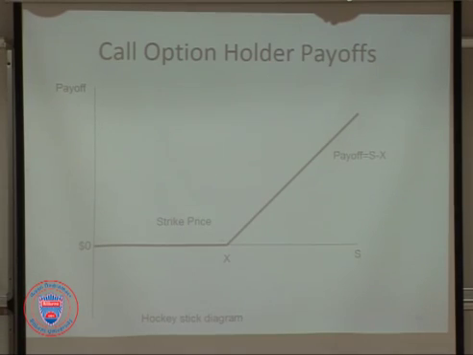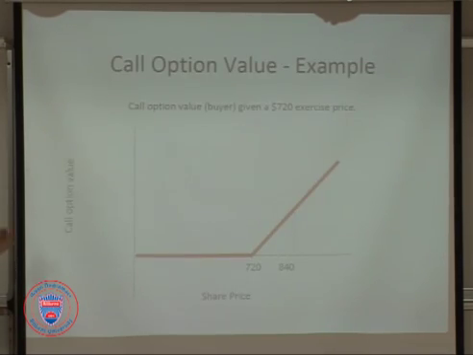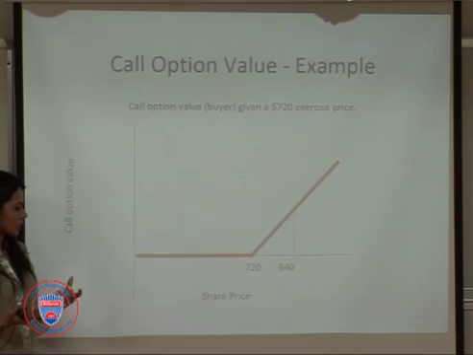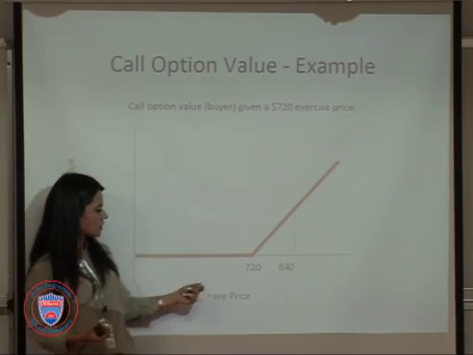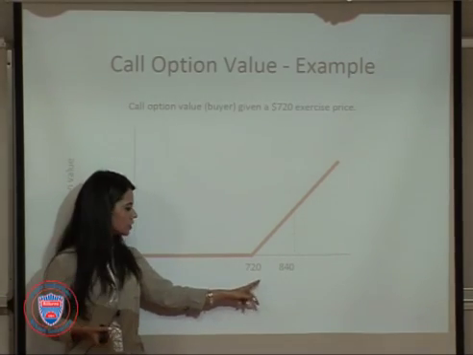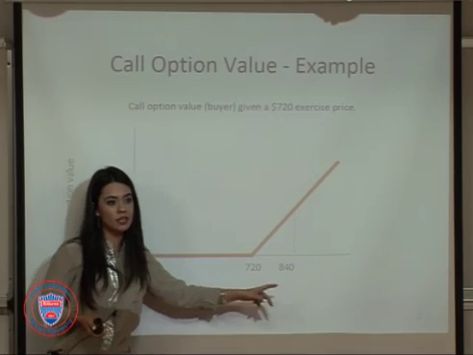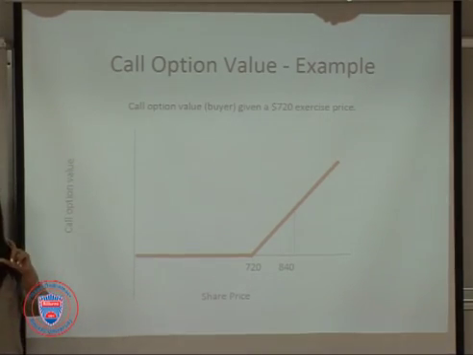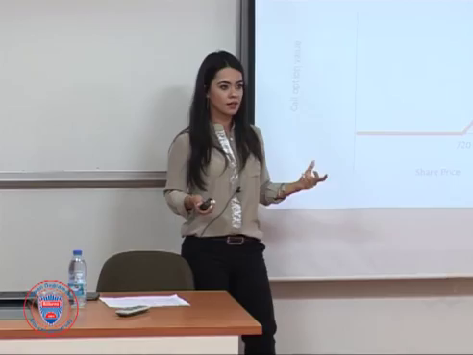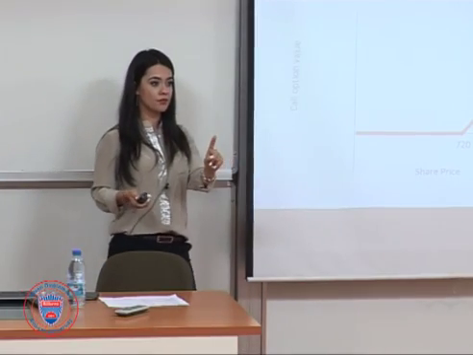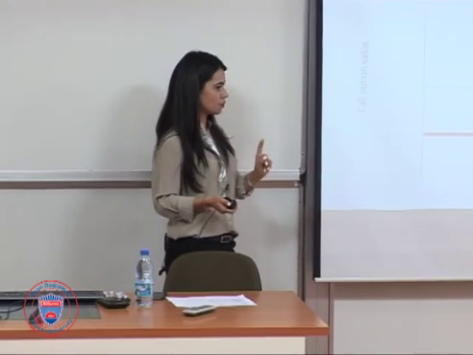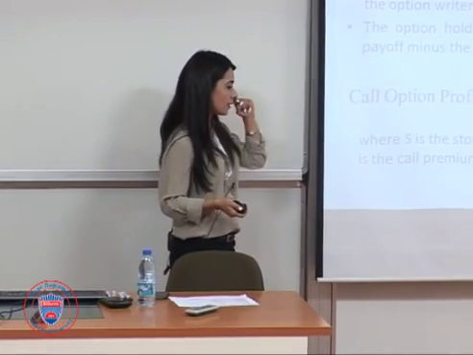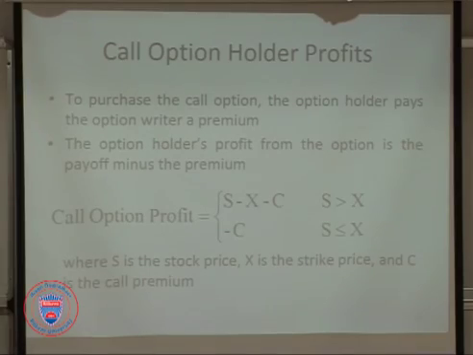Okay, so let's look at a question with numbers. So if the exercise price is 720 for a call option, and if the stock price is 840, the payoff the option holder will get is the difference between these two, which is 120. Again, these are payoffs, these are not profits. So just wait, we need to consider the price, of course, which is here. So payoff is different than the profit, okay?